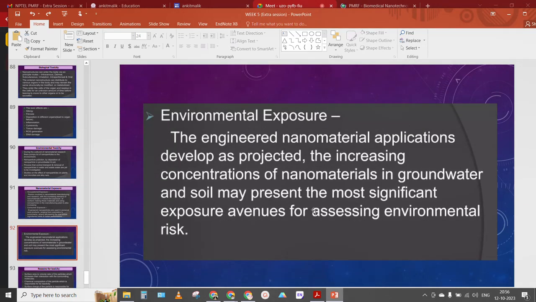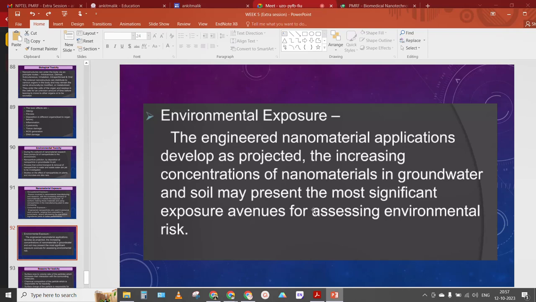So, the example of environmental exposure: the engineered nanomaterials applications developed, as projected, the increasing concentrations of nanomaterials in underground water and soil may present the most significant exposure venues for existing environmental risk. So suppose any research institute or industry is draining their nanomaterial waste or nanotechnology waste to nearby water pollutants, a river or some water reservoir.